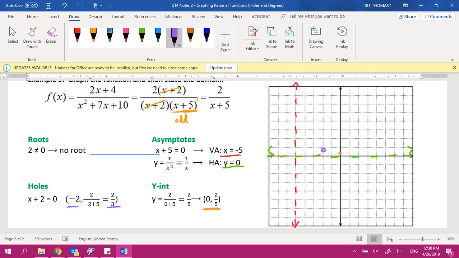Notice right here the hole is higher than the y-intercept, right? So that gives you a good idea of what the branch is going to look like, because the branch needs to go through both of these. It goes through the hole and the point. So like this. It's going to curve from the top going down.